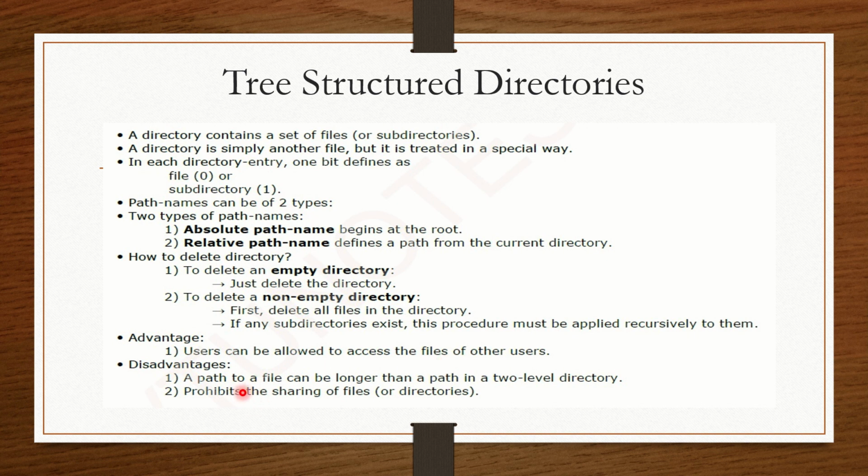In the disadvantages, a path to a file can be longer than a path in a two level structure. This is obvious, right? Having more subdirectories means the path of a file will be longer than in the two level directory structure. And it prohibits the sharing of files or directories. Even though users can be allowed to access the files of other users, it is actually prohibiting the sharing of files or directories. So one file in that particular structure can't be shared or used in another directory structure. That is actually a disadvantage here, in the tree structure directories.